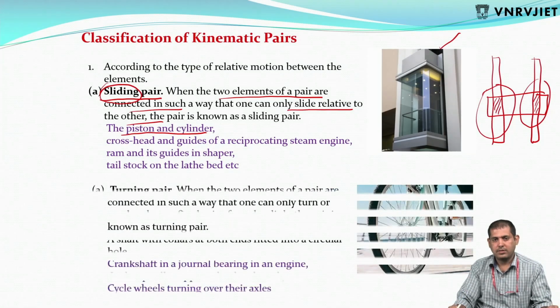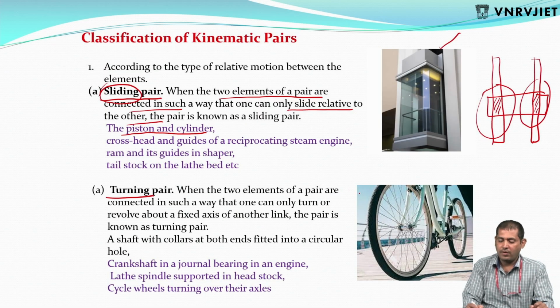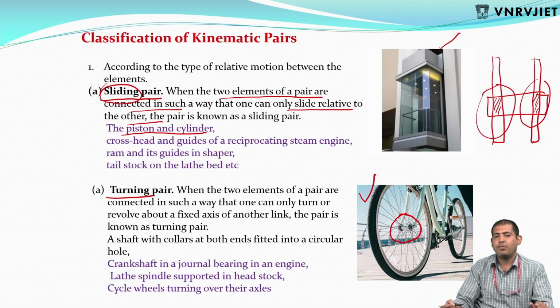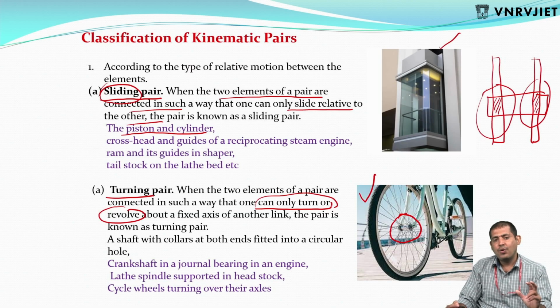Okay, next, the second one is the turning pair. Here, cycle wheel, see this, here the turning motion is happening. What will be there? When two elements of a pair are connected in such a way that one can only turn or revolve about a fixed axis of another link.